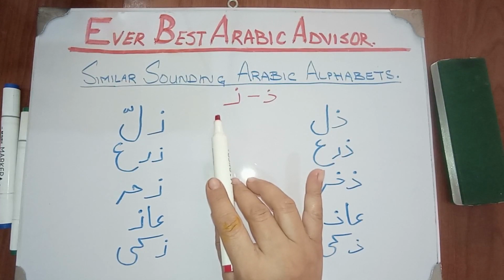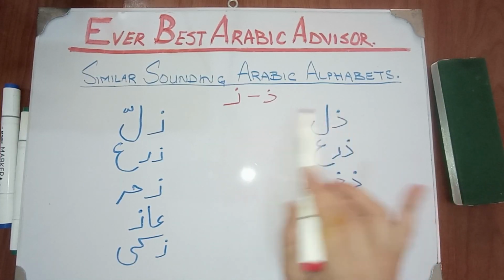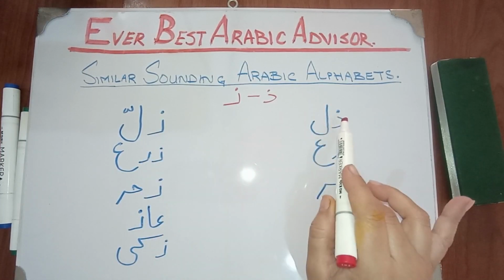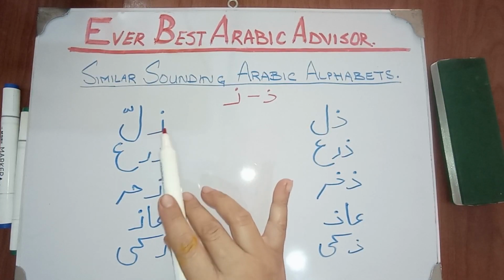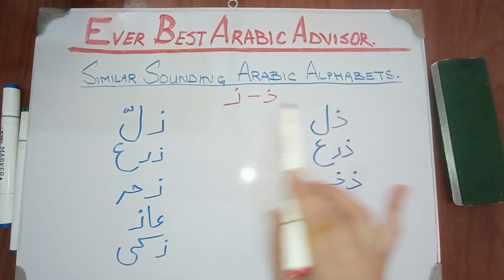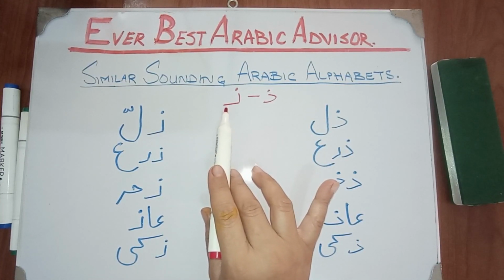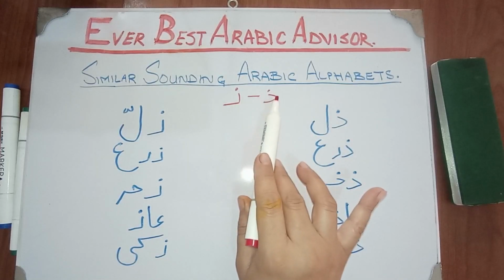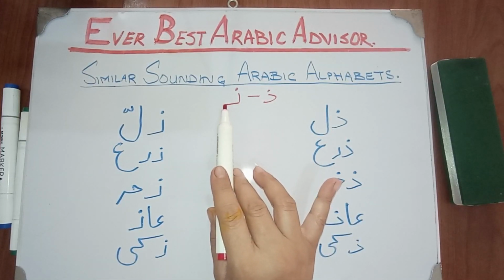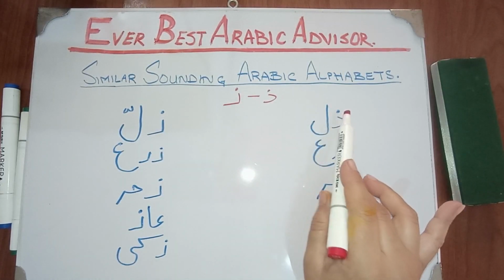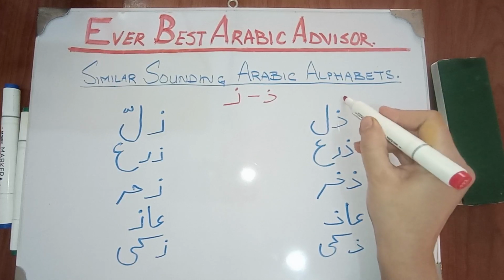Za. Zel. It has whistle and you have to make it this. If you are not making the whistle while reading za, you are confusing the za with the zal. So whistle is a must. Zel, meaning to despise.